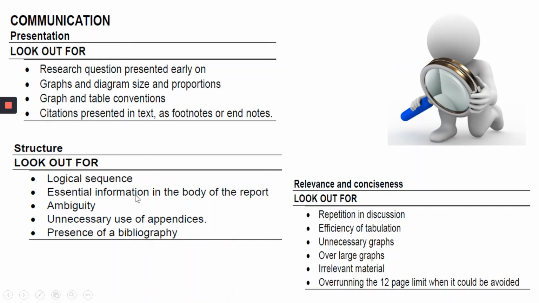And then essential information and ambiguity. So make sure you proofread your work. In the past, we have seen students who have modified the IA in many versions, so sometimes the statements could be contradictory or not very clear. So make sure you check whether the content makes sense.